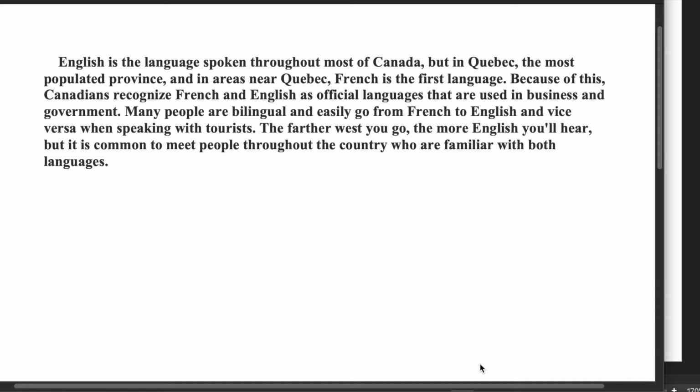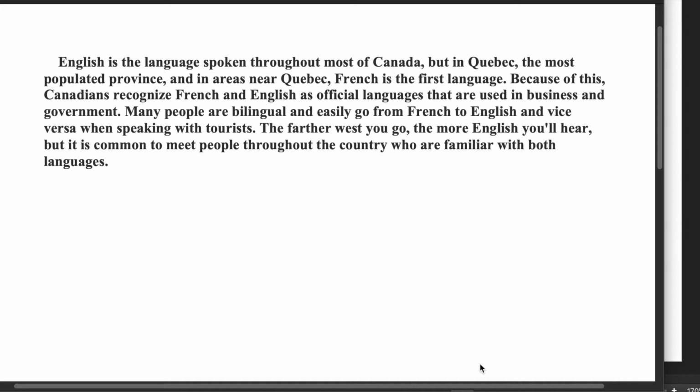English is the language spoken throughout most of Canada, but in Quebec, the most populated province, and in areas near Quebec, French is the first language. Because of this, Canadians recognize French and English as official languages that are used in business and government. Many people are bilingual and easily go from French to English and vice versa when speaking with tourists. The farther west you go, the more English you'll hear, but it is common to meet people throughout the country who are familiar with both languages.